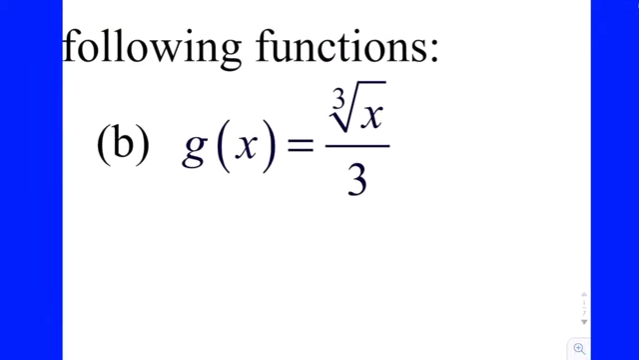Letter B. g of x equals the cube root of x thirds. Ooh, if we set this up using the limit definition, we're going to have to do some serious rationalizing with a cube root instead of a square root. I wonder if there's a better way.